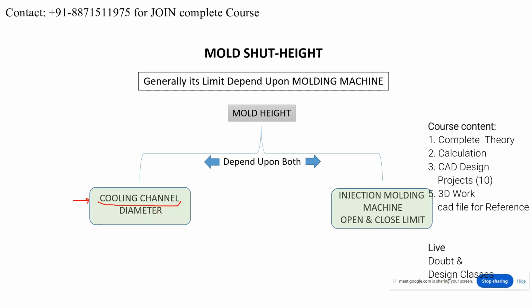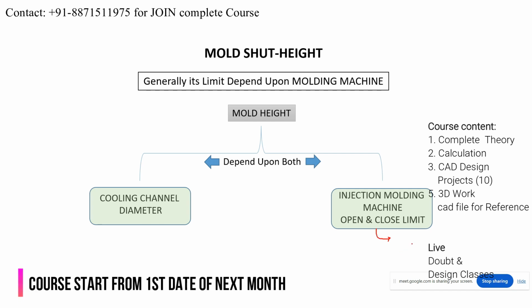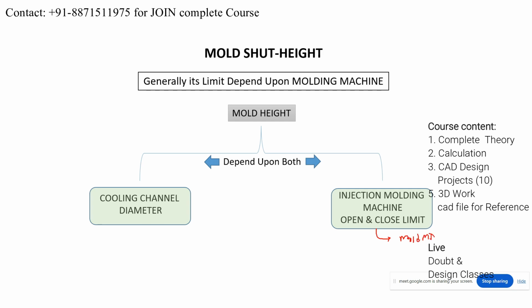See here, as I told you, mold height depends upon the cooling channel diameter and the injection molding machine open and close limit. But as I told you, the catalog gives some information about the mold minimum height and mold maximum height. So basically from the catalog we get this information, right?